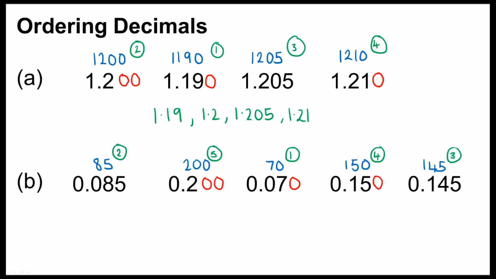So that starts off with 0.07, followed by 0.085, next is 0.145, 0.15, and then finally 0.2 at the end. So that is our set of numbers in order from smallest to biggest.